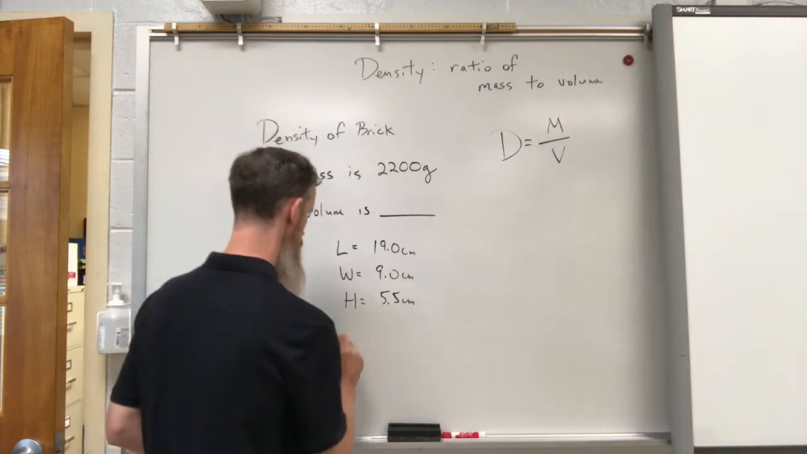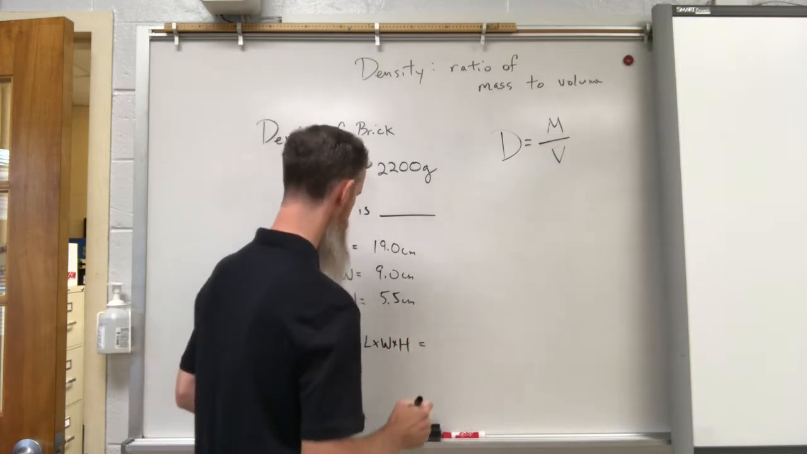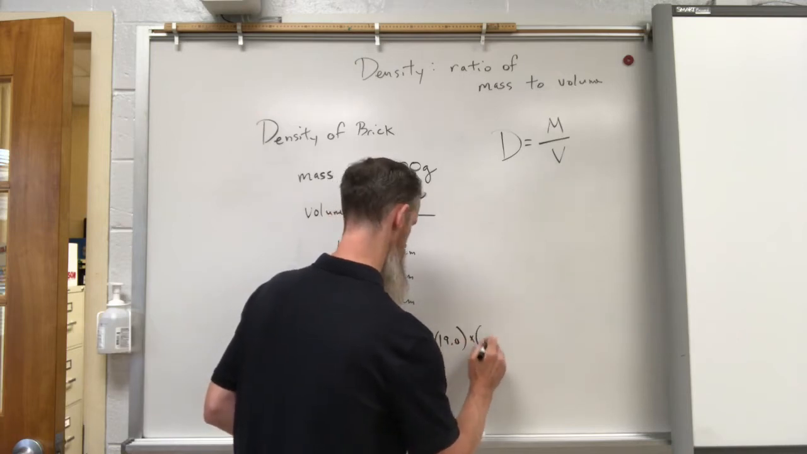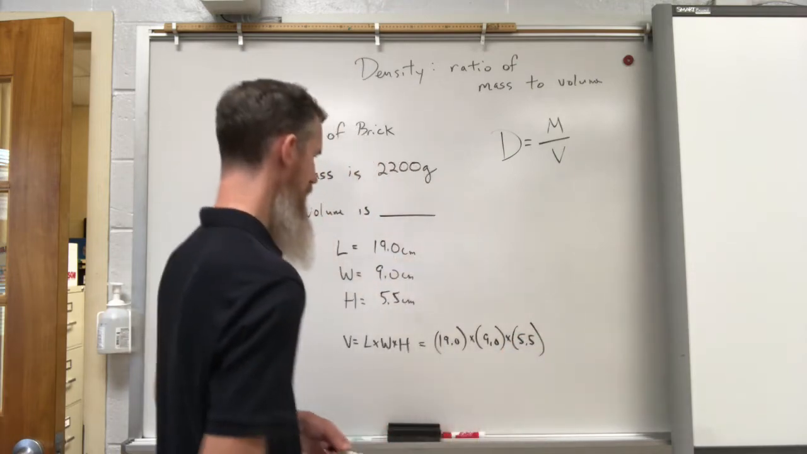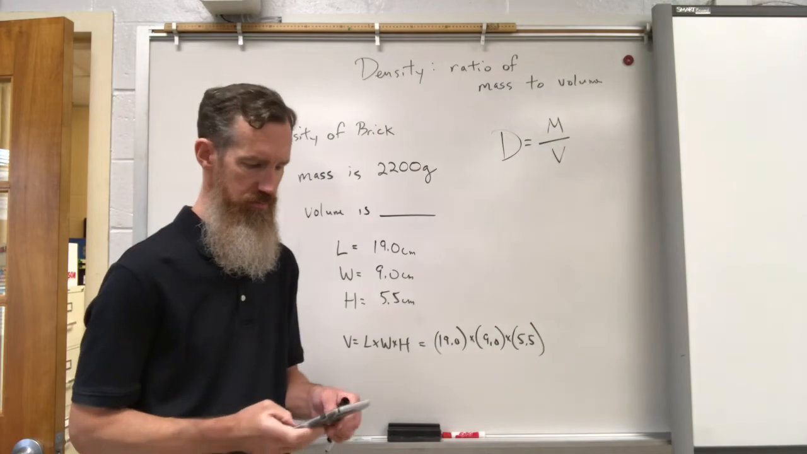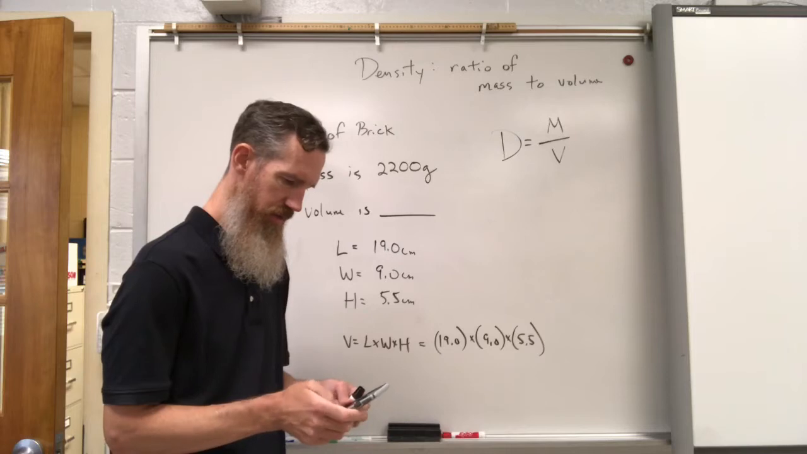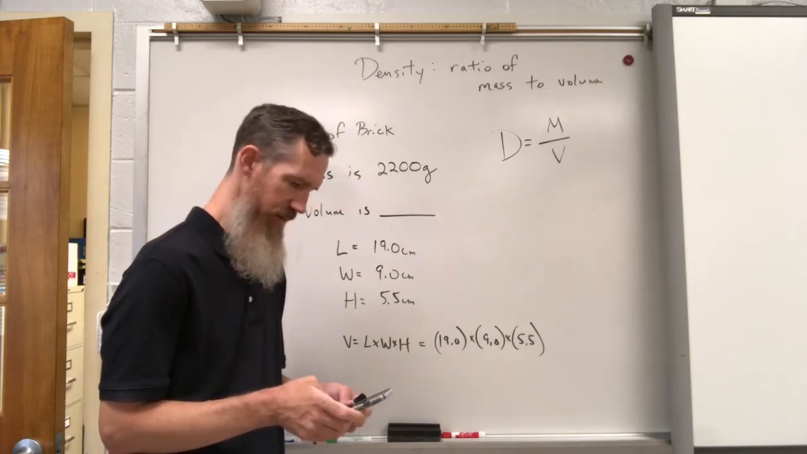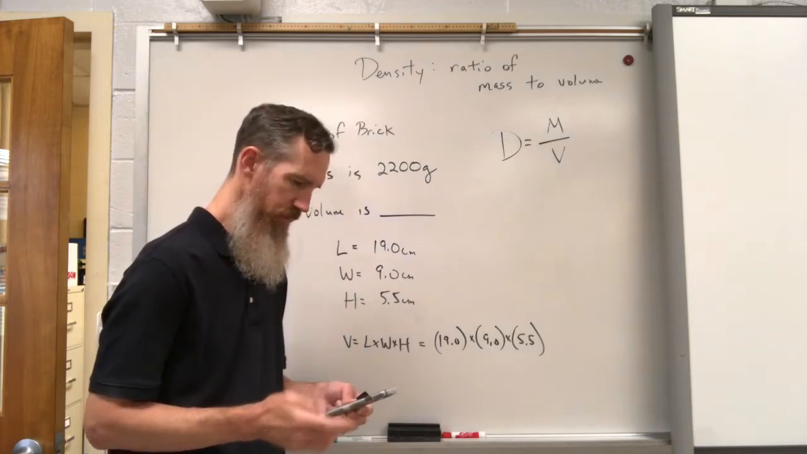Well, volume from math class is length times width times height, and that's going to be 19.0 times 9.0 times 5.5. And if I calculate all that out, so 19 times 9 times 5.5. I'll do that again. I got 940.5. Try that again, make sure I got that right. 19 times 9 times, okay, 940.5.